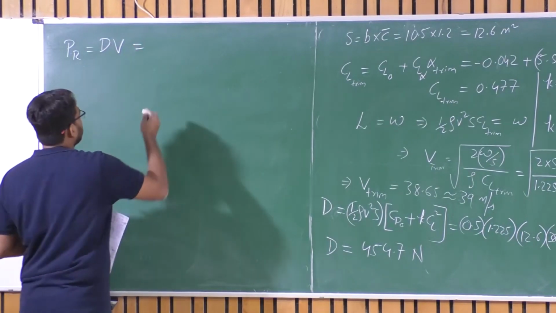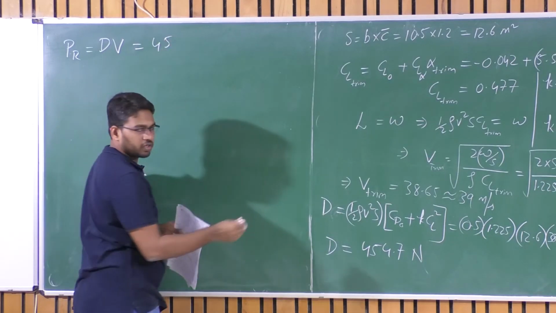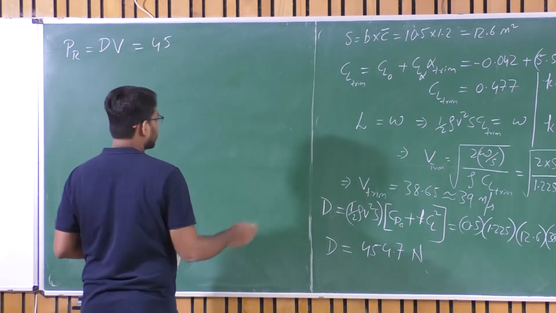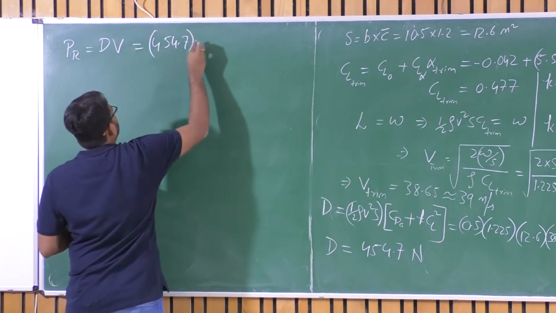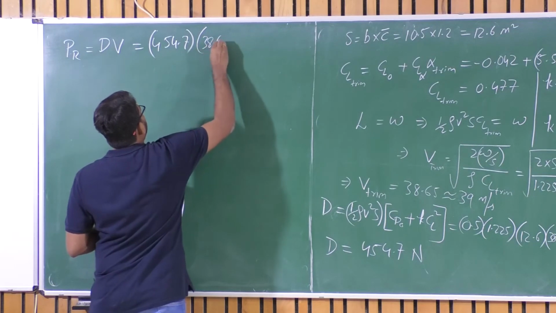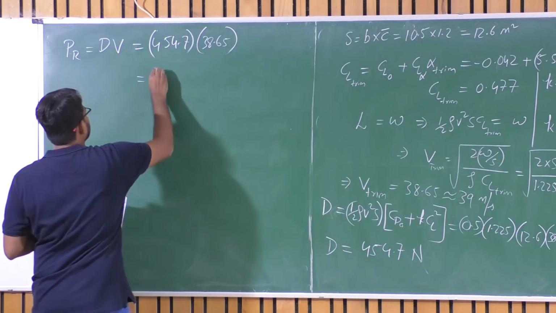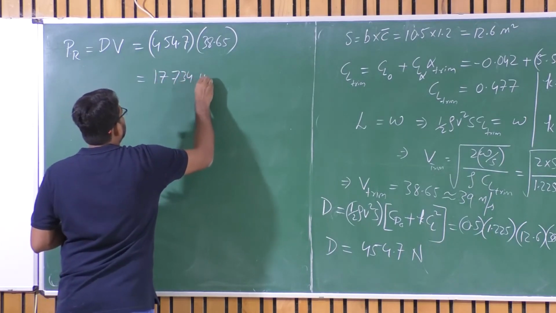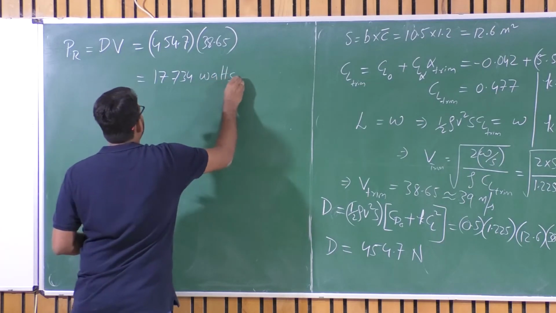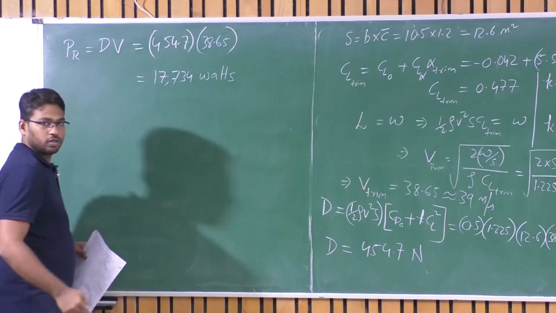So the drag is 454 or 455 newtons closely, which is 45 kg. This is the amount of force you need to produce in the forward direction of flight. So 454.7 newtons multiplied by 38.65 is approximately 17,734 watts. This is the amount of power that you need to produce to make this system fly.